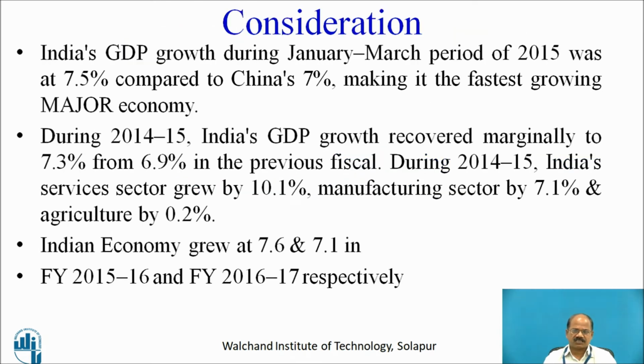The considerations to be taken were India's GDP growth during January to March of 2015, which was at 7.5%. Compared to China, it was better. During 2014-15, India's GDP growth recovered marginally to 7.3% from 6.9% in the previous fiscal year. The Indian economy grew at 7.6% and 7.1% in financial years 2015-16 and 2016-17 respectively.